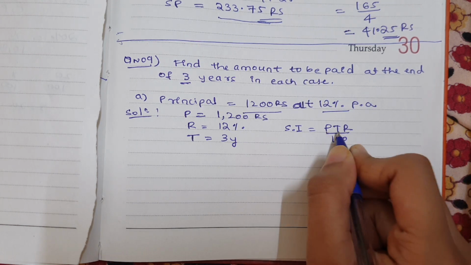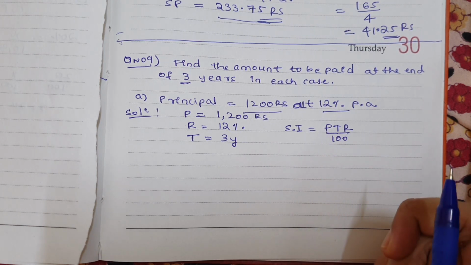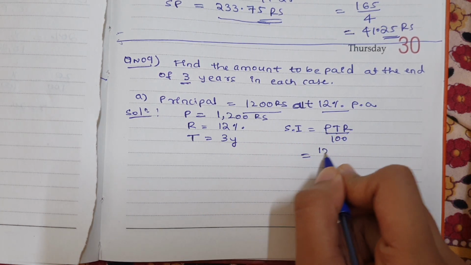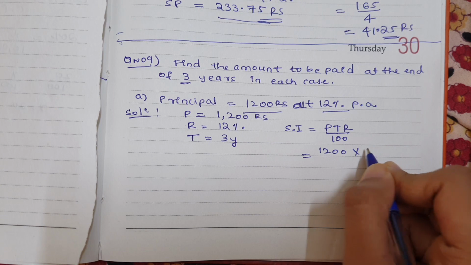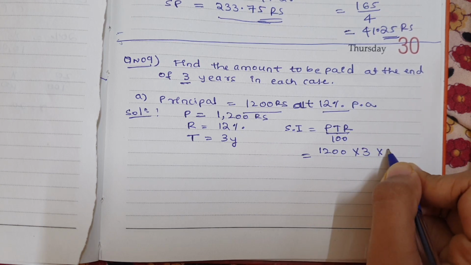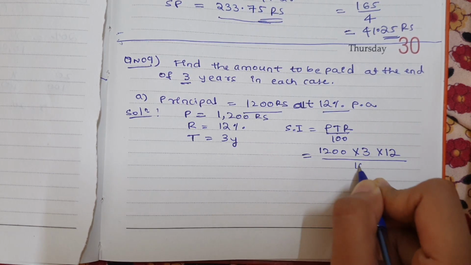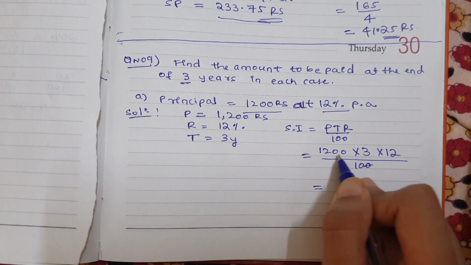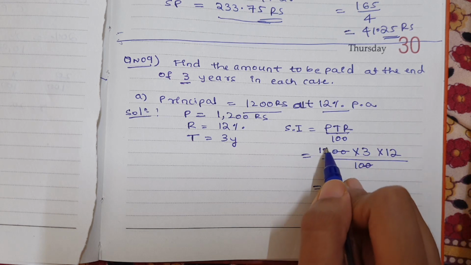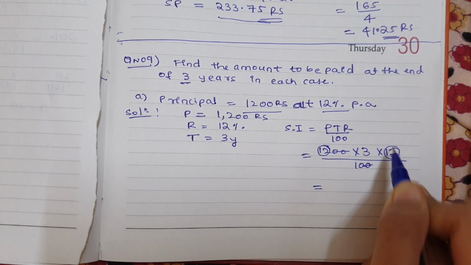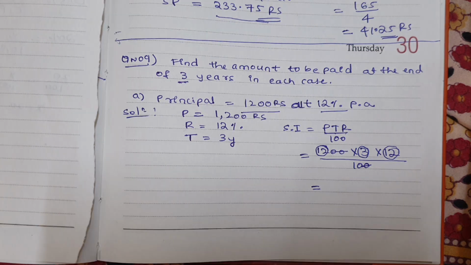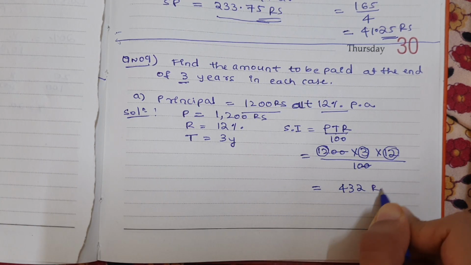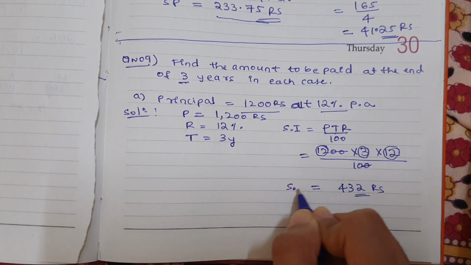P stands for principal amount, T stands for time, R stands for rate. So what is the value for P? P is equal to 1200. Now T means 3 years. Multiply this with 12 divided by 100. These two zeros got cancelled. Now we will get 12 into 12 into 3. The answer is 432 rupees. This is the simple interest.